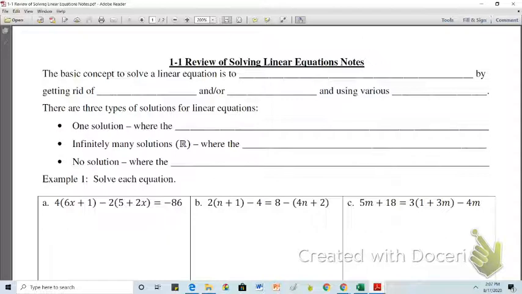The basic concept to solve linear equations is to isolate the variable by getting rid of parentheses and/or fractions using various inverse operations.